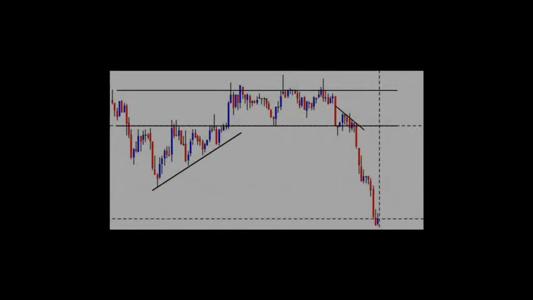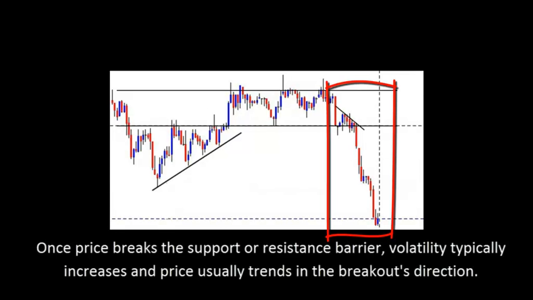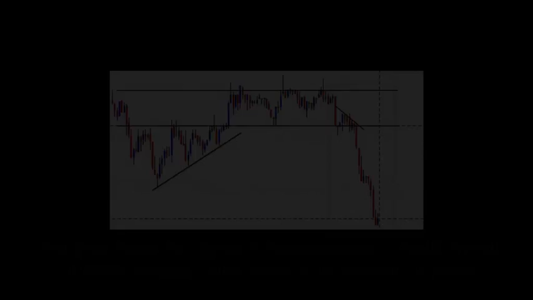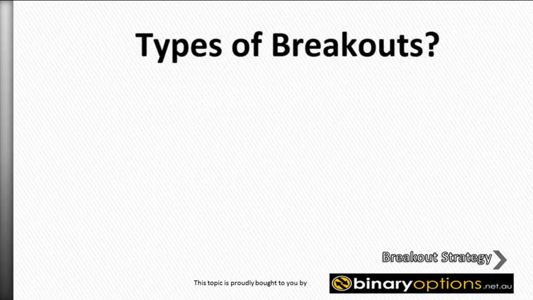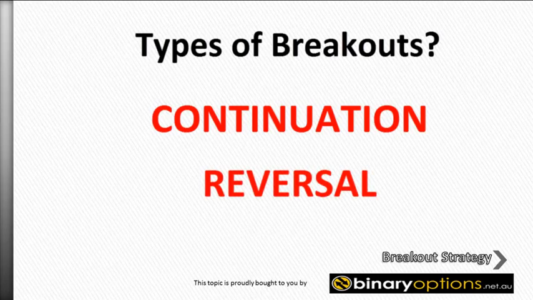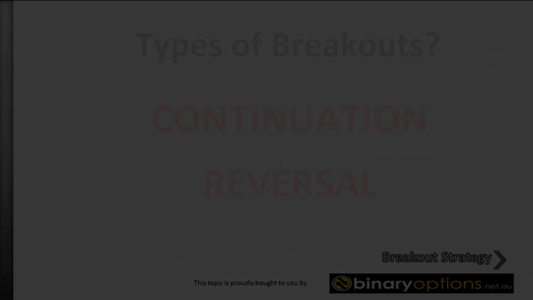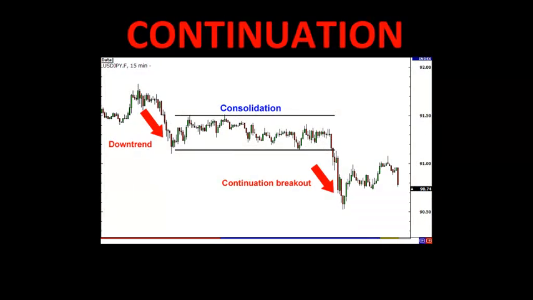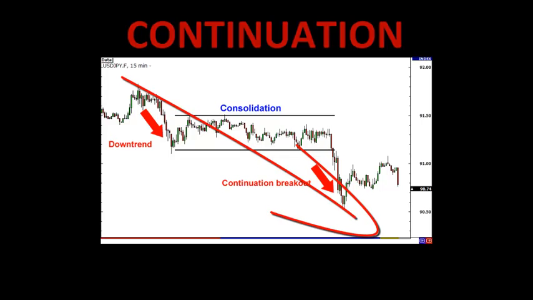Once price trades beyond the support or resistance barrier, volatility typically increases and price usually trends in the breakout's direction. When trading price breakouts, there are two main types: a continuation breakout and a reversal breakout. A continuation is a breakout pattern whereby, following a pause in a trend, also known as consolidation, which is characterized by a period of range-bound movement, price breaks out, resuming in the original trend direction.